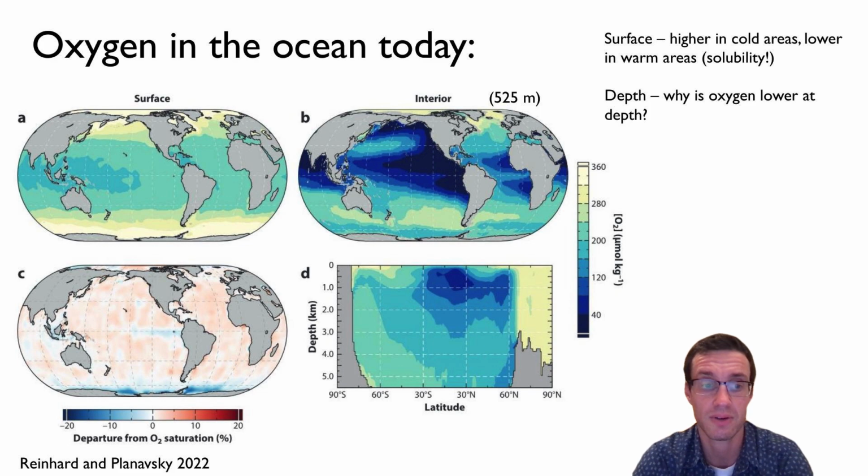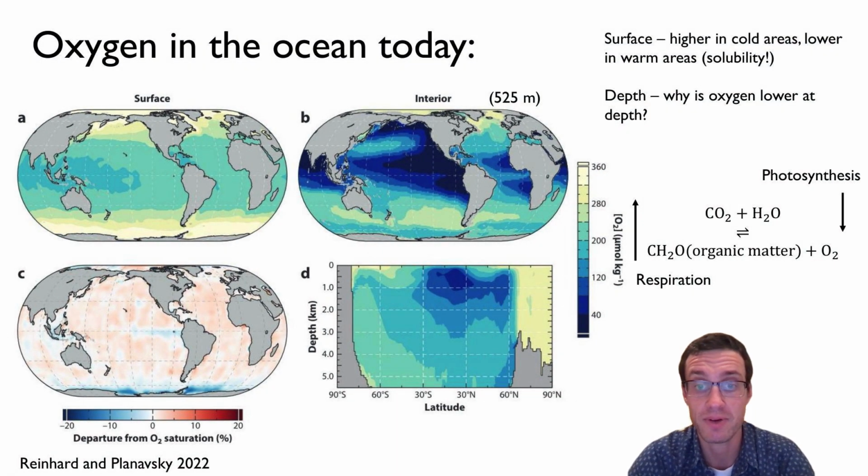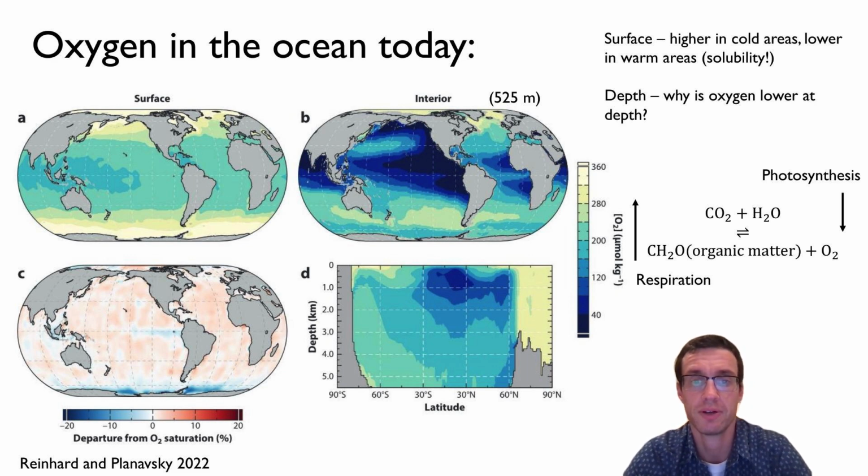So why is oxygen lower at depth? We'll talk about that. The main reason, and we'll go over this a few different times today, is that at the surface of the ocean you have photosynthesis, where you take carbon dioxide and water and you make organic matter. CH2O is our general formula for organic matter, and produce oxygen, right? So you're producing oxygen at the surface. A lot of that escapes out into the atmosphere. Some of it mixes into the ocean interior, but mostly that stays in the surface.